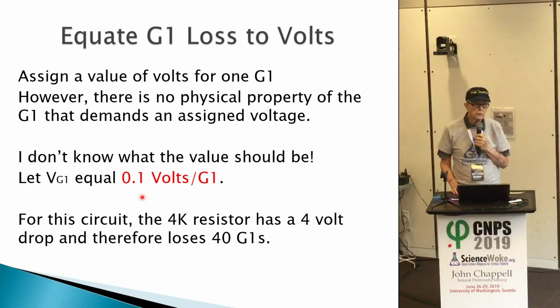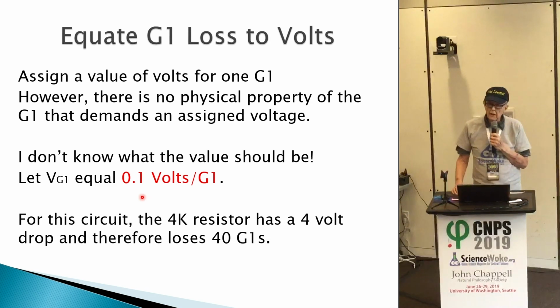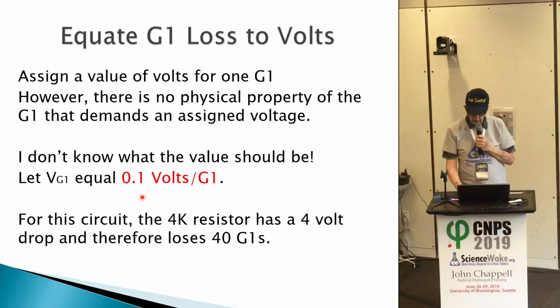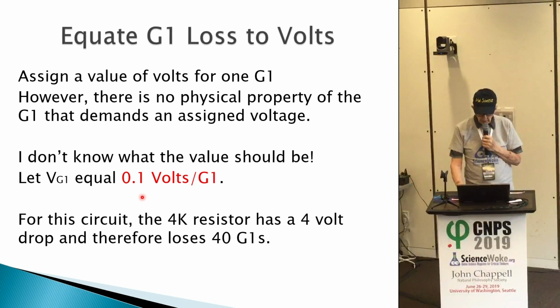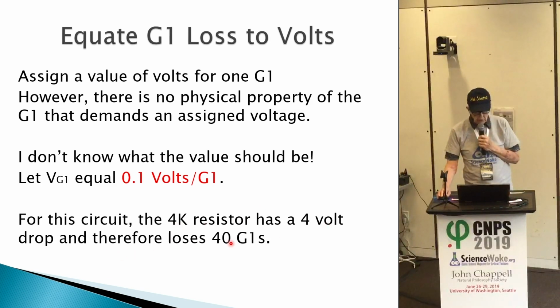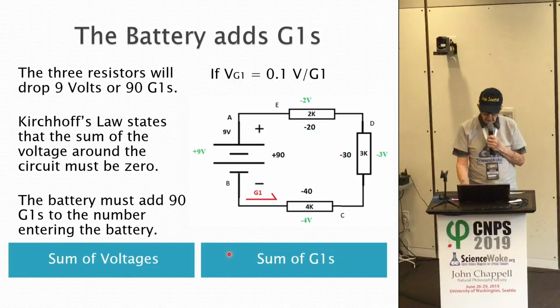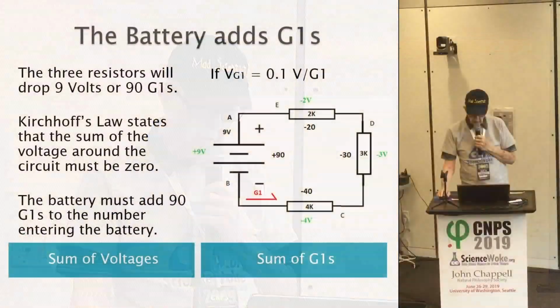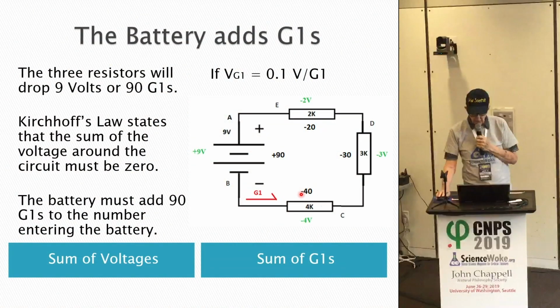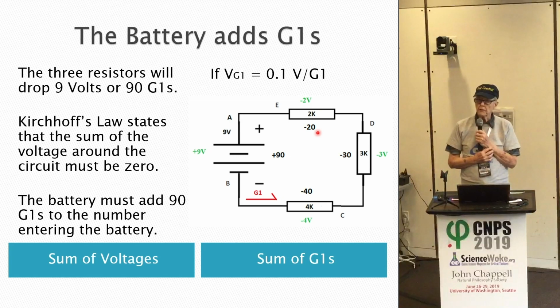So if you're going to lose 1 volt, it's going to be because you lost, hit, and scattered 10 G1s. And for this circuit, when the number B enters the 4K resistor, it's supposed to have a 4 volt drop, and therefore it should lose 40 G1 particles on the basis of 0.1 volts per particle. And here's the second surprise. If you're going to lose particles here, 40 through the 4K, 30 through the 3K, 20 through the 2K, you've lost 90 particles in that circuit.